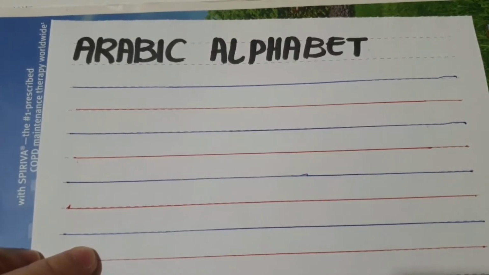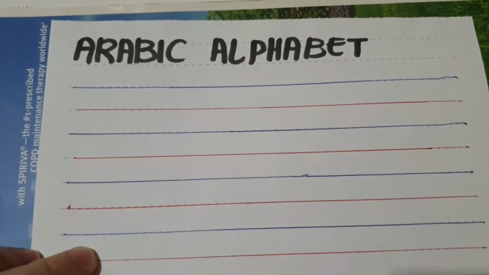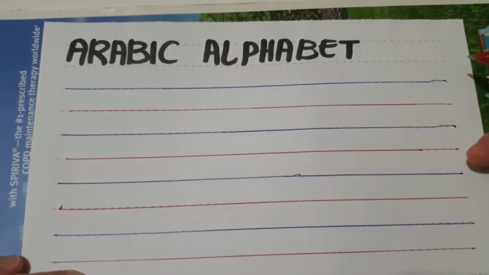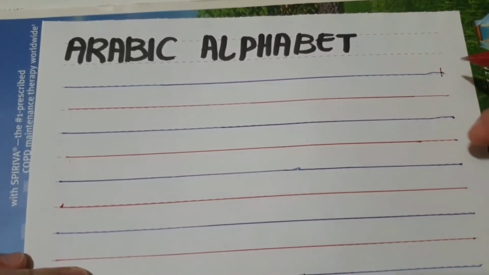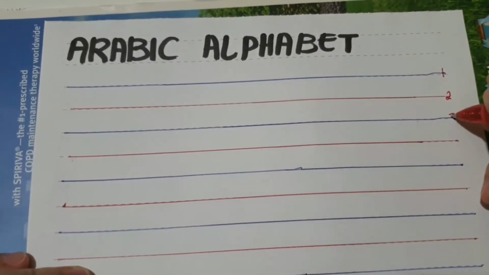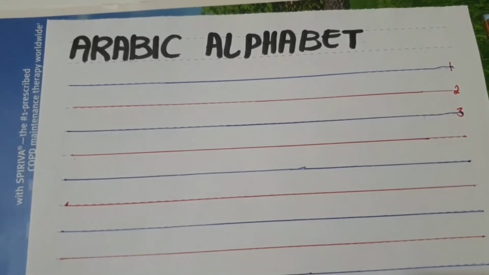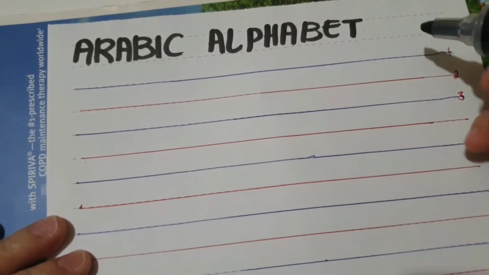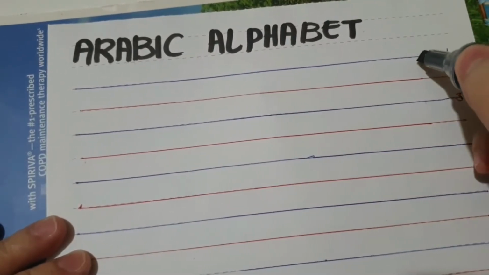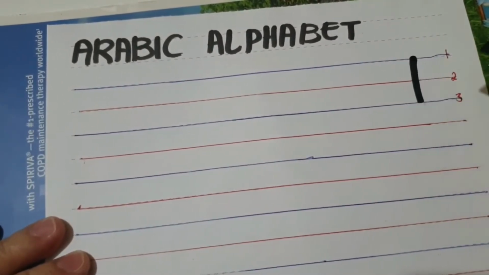Today, I am going to do the recap of the Arabic alphabets that we've learned from the first lesson. Now, please don't forget to have your three baselines. To start with, the alif, it is written from the top going down.